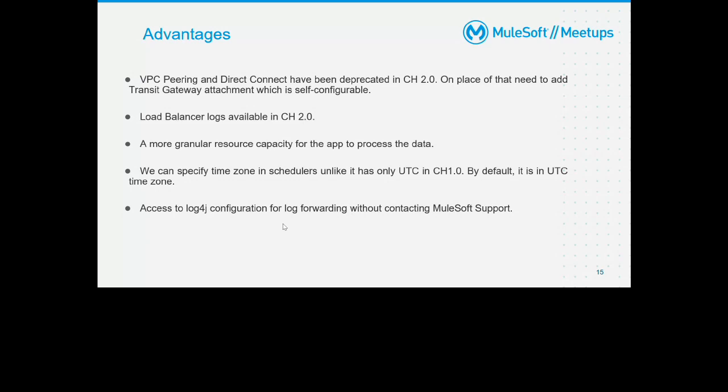But in CH 2.2, you can select your own time zone also. By default, if you are not selecting anything, then it will take the same which is available in CH 1.2, that is the UTC time zone. And log4j configuration also, as you're aware, like why we are using log4j configuration. In CH 1.2 we don't have options directly you can see or configure. We need to connect with MuleSoft support team, but in CH 2.2 log4j configuration is also available. That is by default, we don't need to connect with MuleSoft support team.